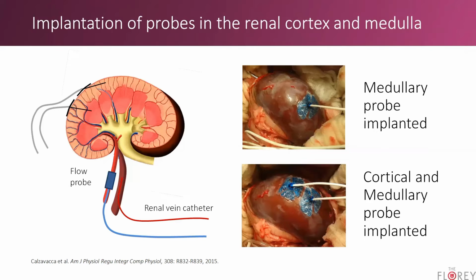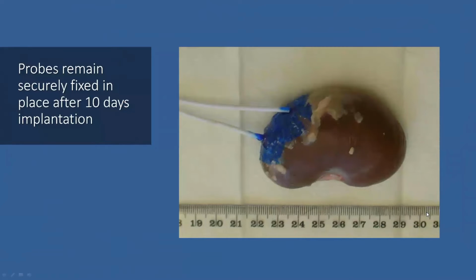And we glue this blue sheeting onto the capsule of the kidney with super glue. This shows you a kidney removed after 10 days implantation, and you can see that the probes are securely fixed in place. And we find that really there is no movement at all. And as I'll show you later, we get very consistent results with these implanted probes.